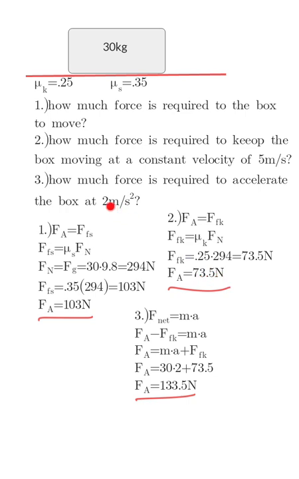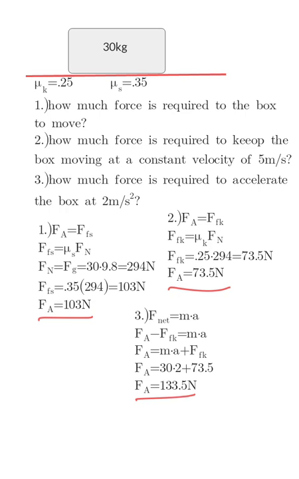All right, and the last part, how much force is required to accelerate the box at 2 meters per second squared? This time we are accelerating, so we're using Newton's second law, F net equals ma. Our F net in this situation is the force applied minus the force of kinetic friction, equal to mass times acceleration. You have the force applied pushing it to the right and kinetic friction to the left, and obviously we want the force applied to be bigger, so it's accelerating the object at 2 meters per second squared. You manipulate it, solve for FA, and you get an FA of 133.5 newtons.